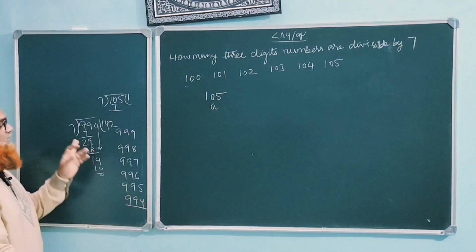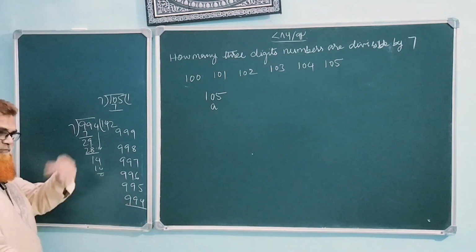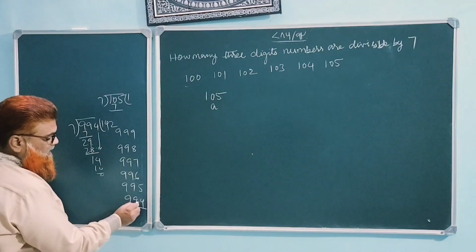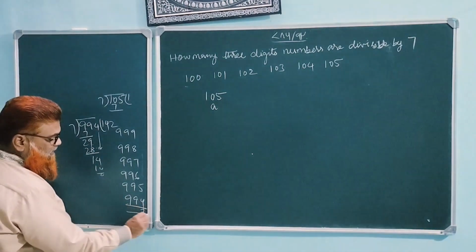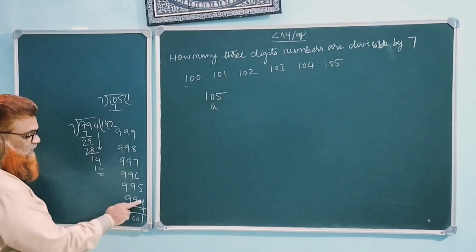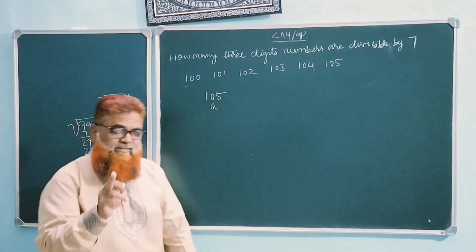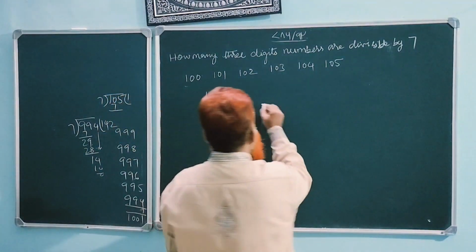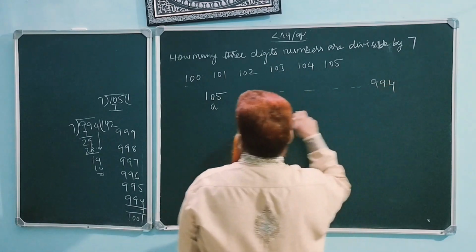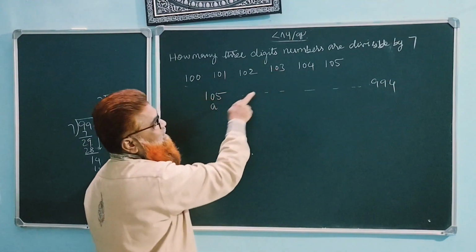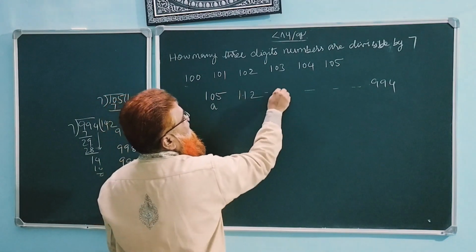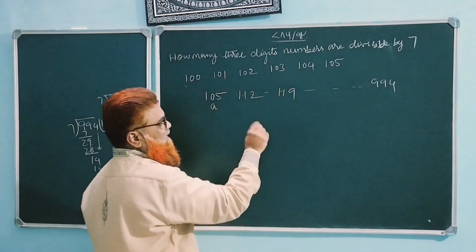Now divisible by 7 means what? The difference between each consecutive term will be 7. So 994, if you add 7, the next number will be 1001. Therefore 994 is the last 3-digit number which is divisible by 7. It is a multiple of 7. The next number is 112, the next is 119, and so on.